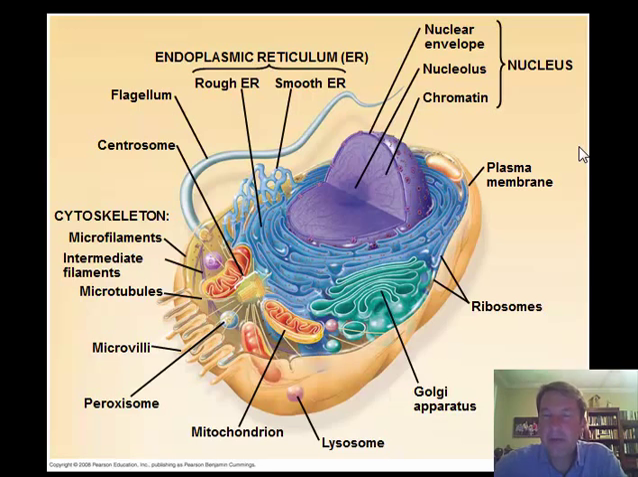Another organelle that has a similar function is called the Golgi apparatus or the Golgi complex. And it has another very similar function of producing things that separate from it and then travel about the cell. So it is involved in manufacturing products.